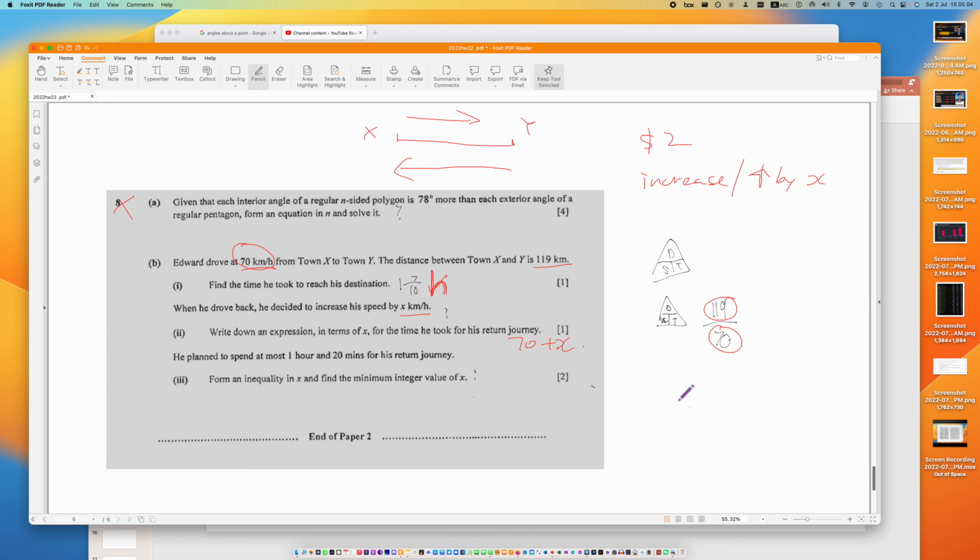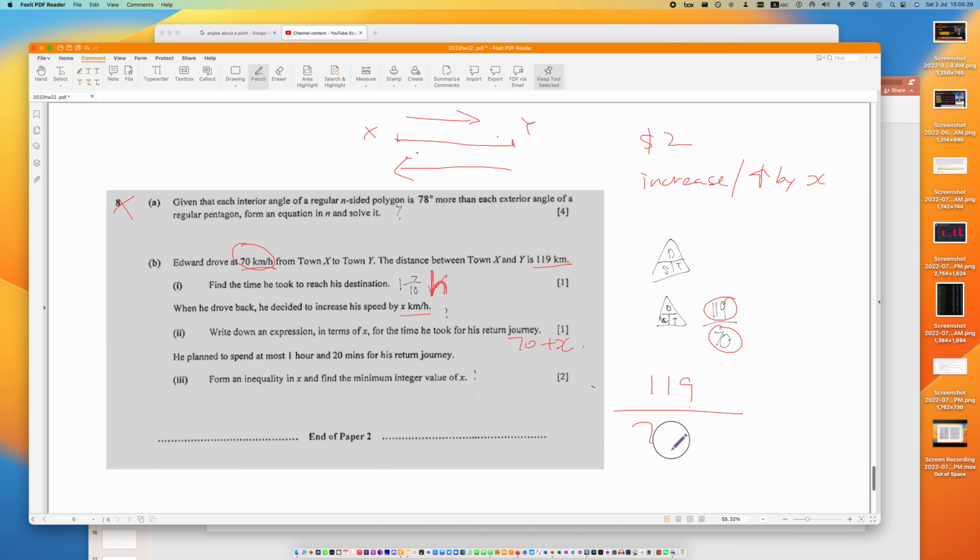The distance got change or no change? The distance got change or not from Y to X? No. X to Y and Y to X is the same journey, right? It's like you go back to home and home to here is the same journey, right? So the distance change or no change? No change. So therefore the time taken is 119 distance divided by what is the speed now?